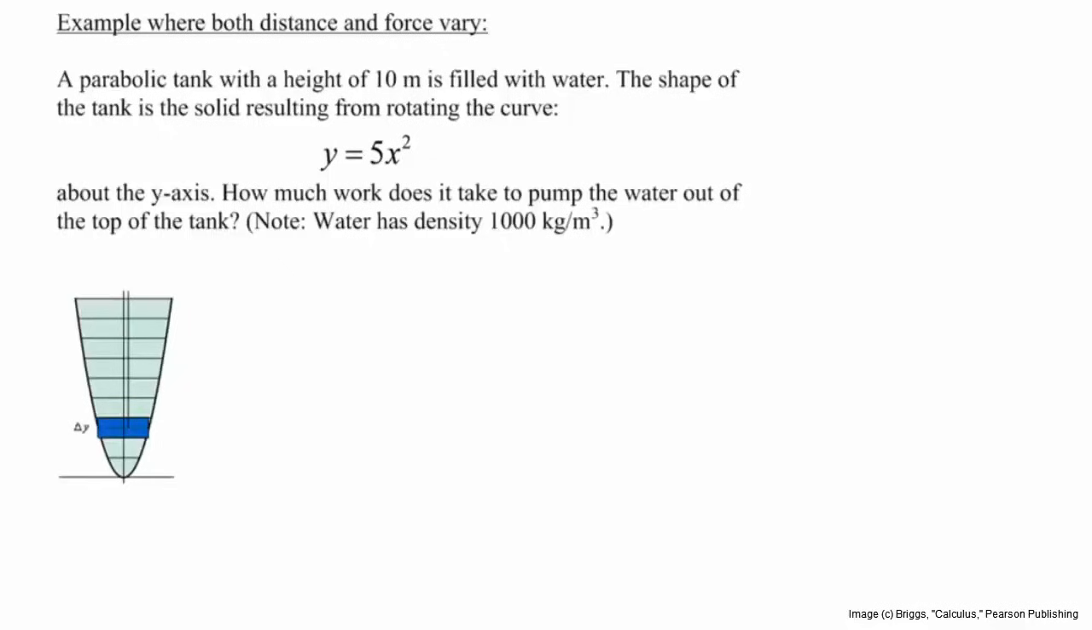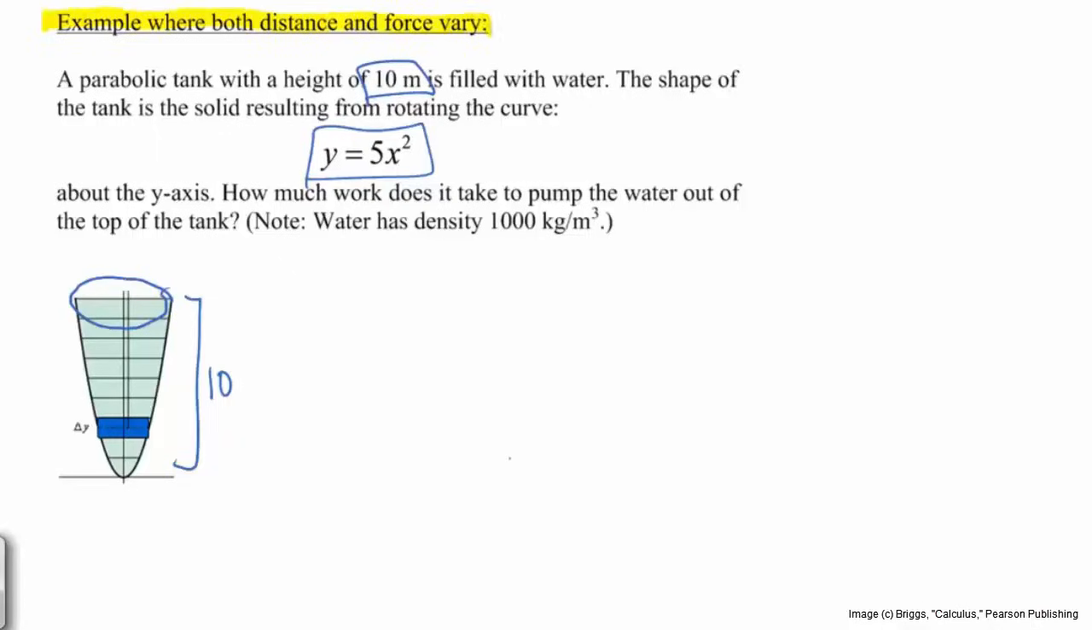Our tank shaped like this is actually formed by revolving this parabola around the y-axis. And it has a height of 10 meters. So that means from here to here, it's 10. And it's filled with water. And the curve here that we're rotating around is y equals 5x squared. That's what we're spinning around. And it says, how much work does it take to pump the water out of the top of the tank? So if you look at this example, this is something where both distance and force are going to vary.